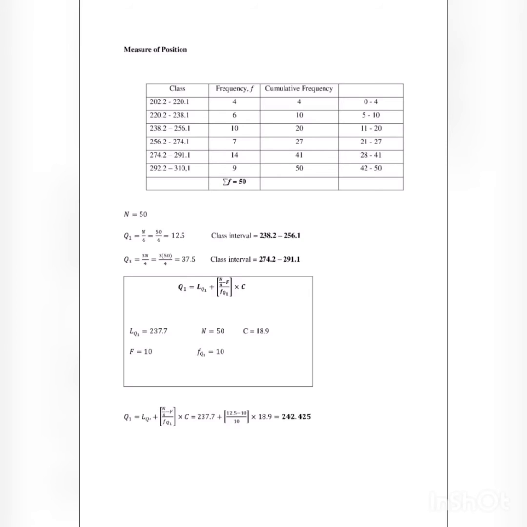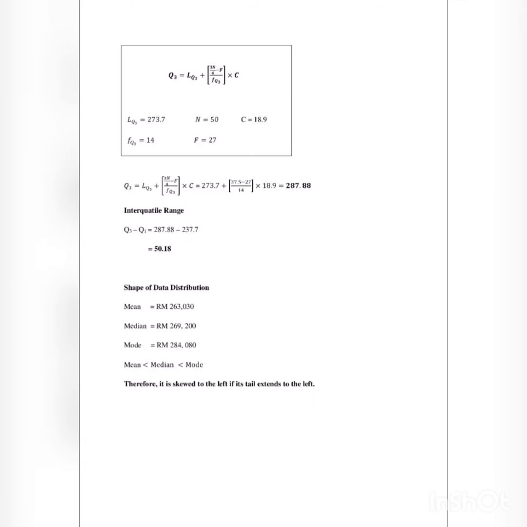The formula for quartile 1 is L Q1 plus n over 4 minus f, divided by frequency of quartile 1, times C. This is the data given, and we put all the data into the formula and we get the answer 242.425. The formula for quartile 3 is L Q3 plus 3 times n over 4 minus f, divided by frequency of quartile 3, times C. This is all the data, and putting it into the formula, quartile 3 is 287.88.